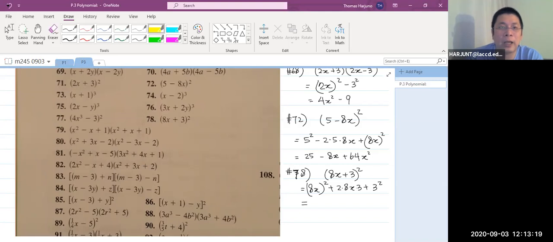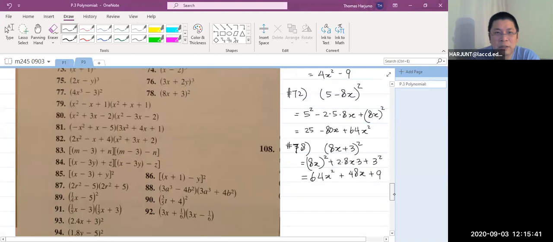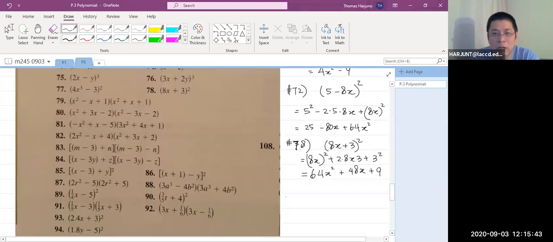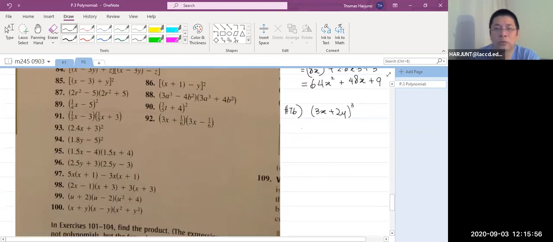Okay, and the other thing that I would like to mention: that's number 78. The big challenge is number 76 though. Oh, I like that one. Number 76: 3x plus 2y to the power of 3. How do we do this? We don't have a formula for cube terms. So what should I do? We don't have a formula for cube.